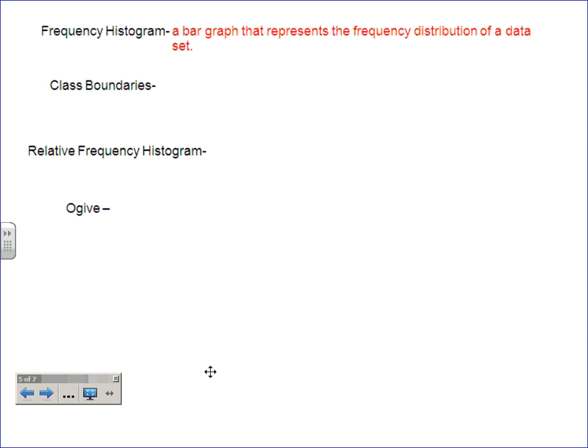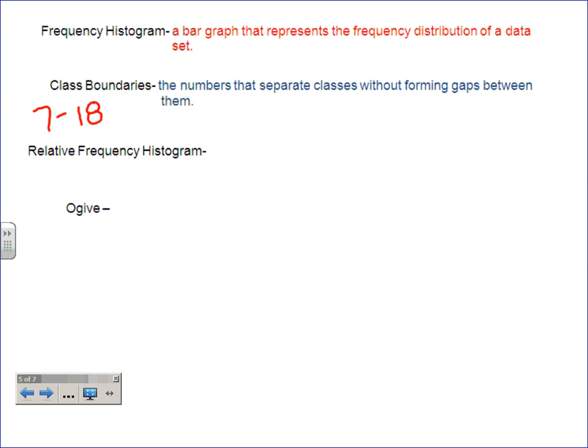Class boundaries, I just want to touch on that. It's really not overly important for the long run. But basically, it's the number that will separate the classes without forming any gaps. Because what did we have for our first one? It was like 7 to 18 was our first class, right? But that's because look at the numbers I gave you. Were there any decimals or anything like that? Because technically, your next one was 19 to whatever it ended up being.